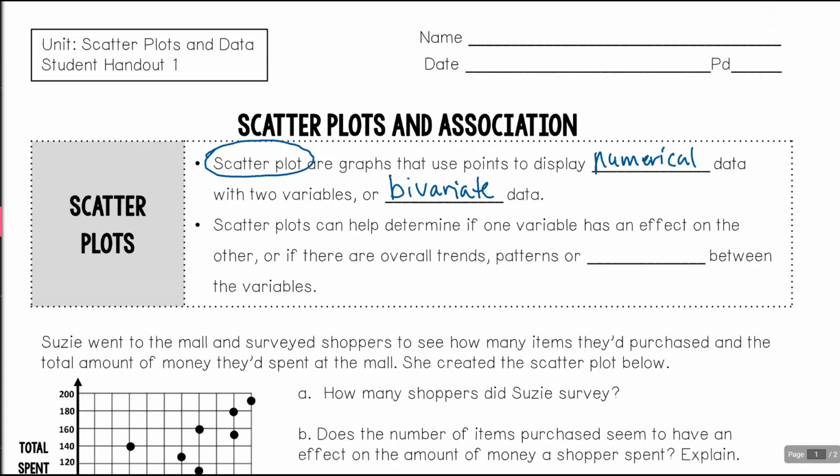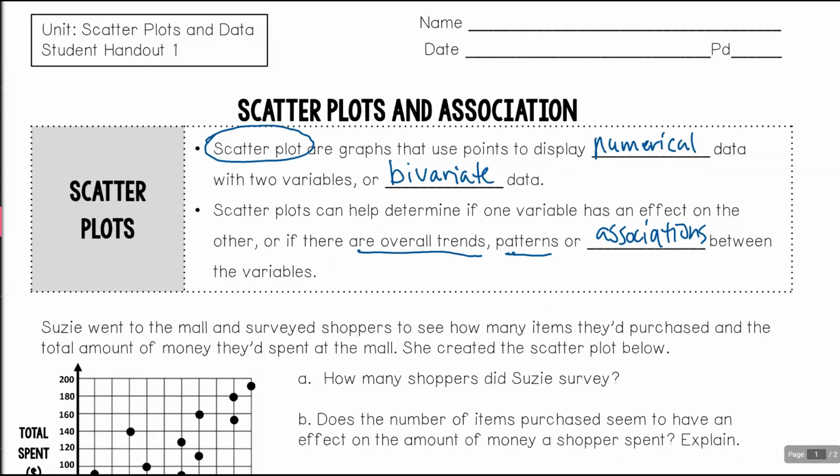Scatter plots can help determine if one variable has an effect on the other, if there are any overall trends, patterns, or what we call associations, okay? Associations between the variables. So we're really looking at, is there a relationship between the two variables? And we'll see some examples where there are strong positive relationships, or even strong negative relationships. We'll see some that are weak positive and weak negative relationships. We'll also see some that have no association between the variables, okay?